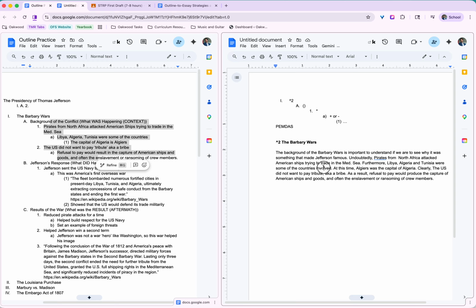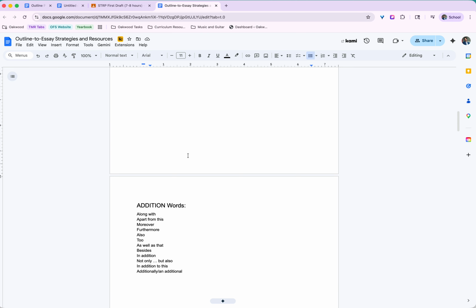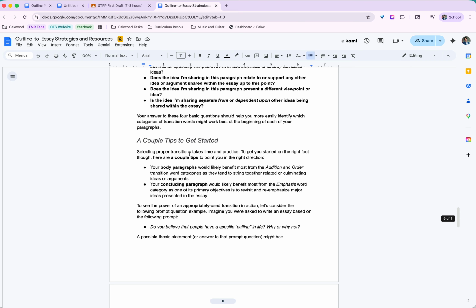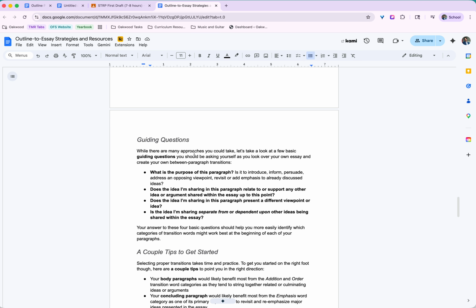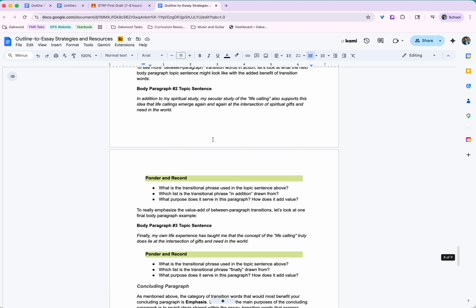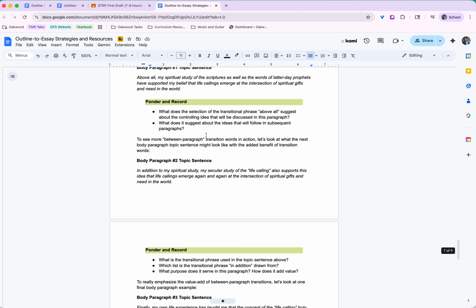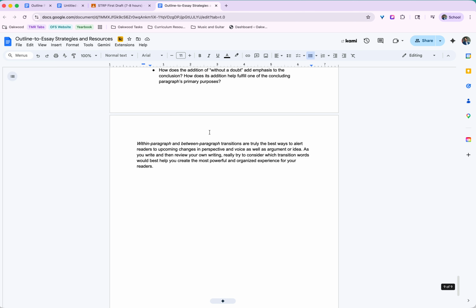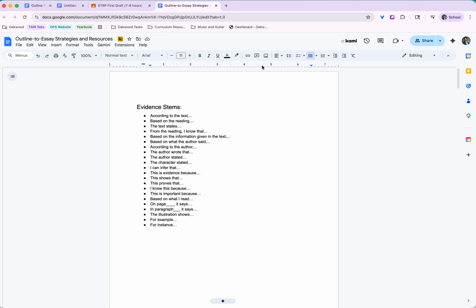So what we're doing here essentially is taking the information from the outline and using these math elements right here to give us directions on what transition words to use. So for your assignment here, what I want you guys to do is start building that first draft using this document. Now, if you scroll down, we have all these words here. If you scroll down, you're going to see these pages, guiding questions, a couple tips to get started. Read this before you get started. This will really, really, really help. Okay? And the other thing to do is start with your body paragraphs. We don't need to worry about intro and conclusion yet because we're going to have a lesson on those. All right, good luck.